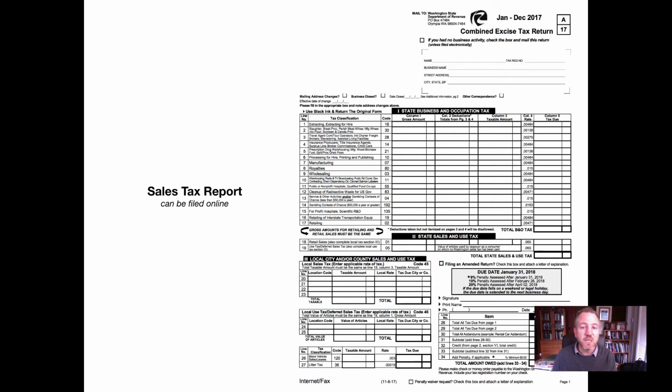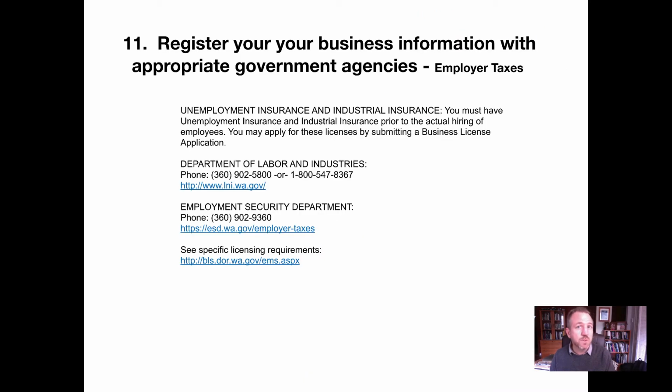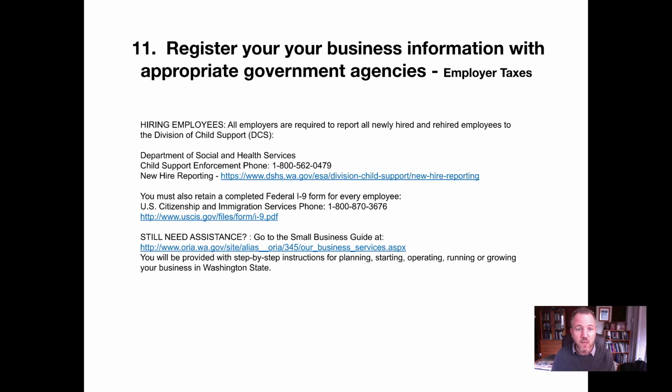Here's the first page of a typical sales tax form. And again, it looks scary, but it really isn't, because now you can do it completely online and it's very easy to do. If your business is starting out and you have part-time or full-time employees, then you're going to have to register for unemployment insurance and industrial insurance, and there are different fees for that. Actually, most of it's free to register, and then you just pay it as part of your payroll taxes.